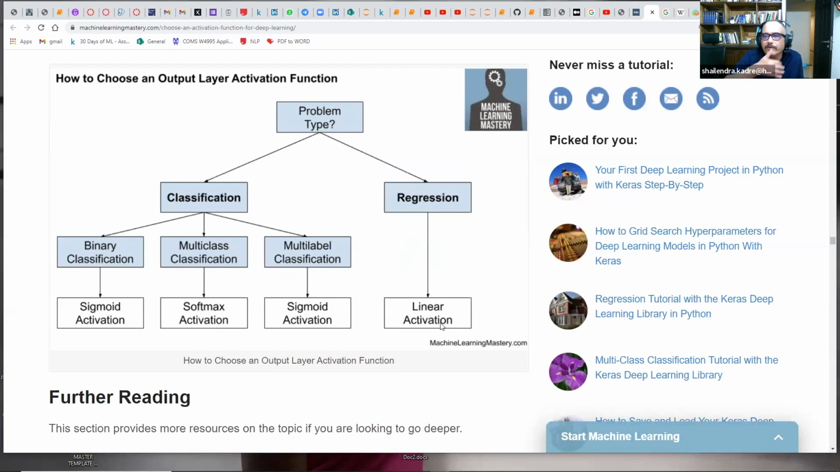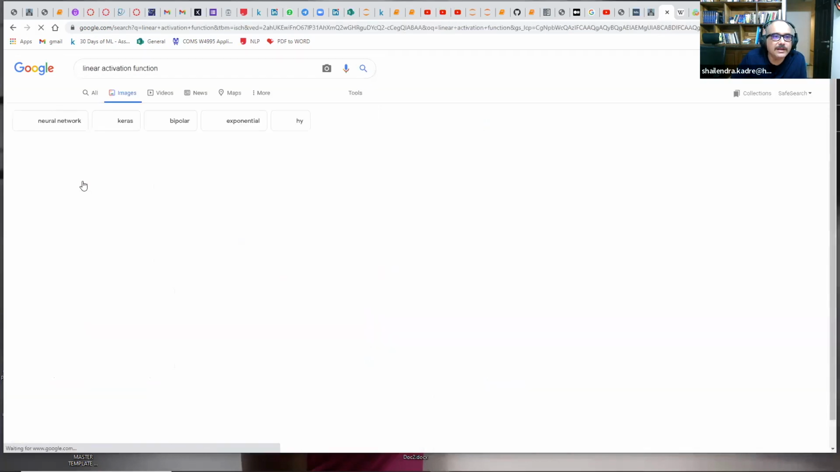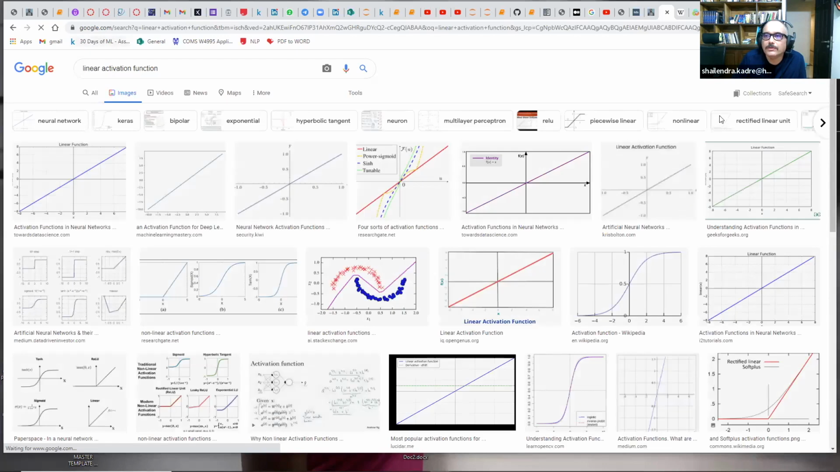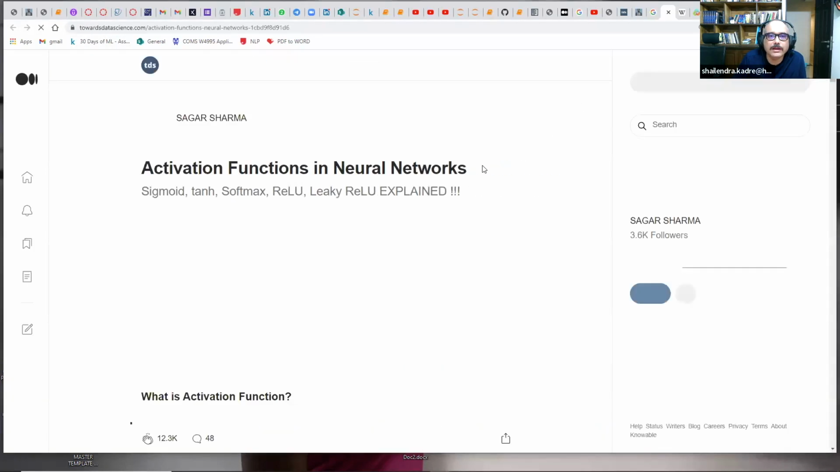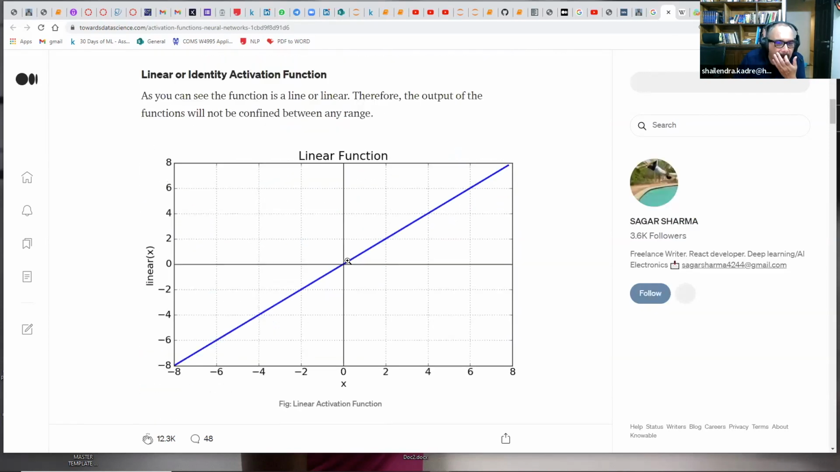Why do we choose linear activation? First of all, I want to show you what a linear activation function is. So this is a linear activation function. This simple equation is nothing but a linear activation function. And I am telling you this linear activation function is used in the output layer of a regression type of problem.